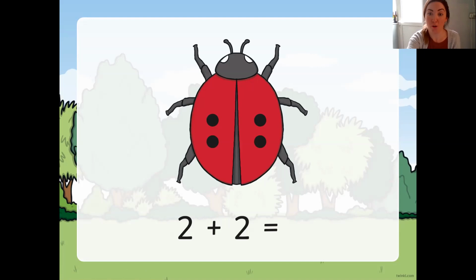Okay, so we know that it's not the quickest way because we can actually add by counting on, can't we? So we know that both the numbers are two, but we can start with the first two and keep that in our head and count on to find out what the total is. So two, keep that in your head, and then count on three, four. And it will make sure that even when the numbers get bigger, you're much, much quicker at working out the total. So two add two, double two equals four.